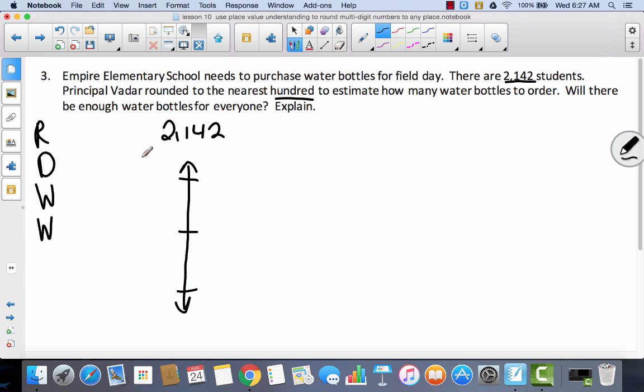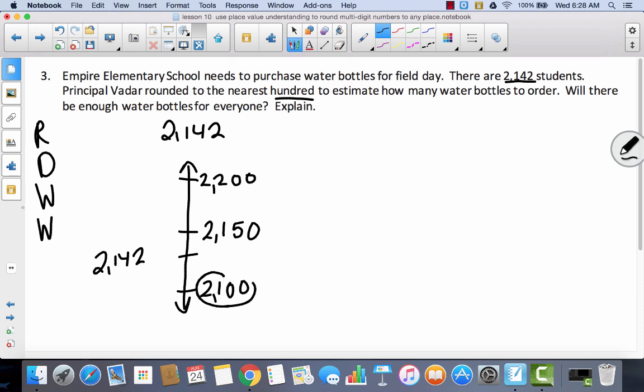So how many hundreds are in this number? Well, I see 21. So there are 21 hundreds. One more hundred would be 22 hundreds. My halfway point would be 2,150. Okay, because halfway between 100 and 200 would be 150, and my 2,000 stays the same. So let's take a look at our number. Is this more or less than halfway? Well, it's less than halfway because 2,142 is here, so this number is going to round to 2,100.